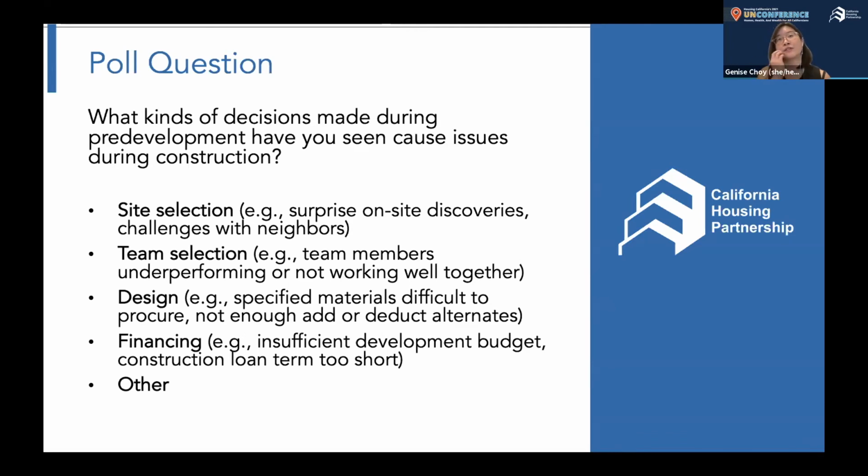Okay, give you a few minutes there. So have you seen issues with site selection? Like maybe there were some on-site discoveries that you weren't expecting to find that caused issues, or challenges with neighbors, or were there issues with your team not working well together or underperforming? Are there problems with design where maybe some materials that were specified were really hard to get your hands on or were really expensive, or you didn't have enough add or deduct alts in hand, or financing, you didn't have enough money, or any other thing you can think of?